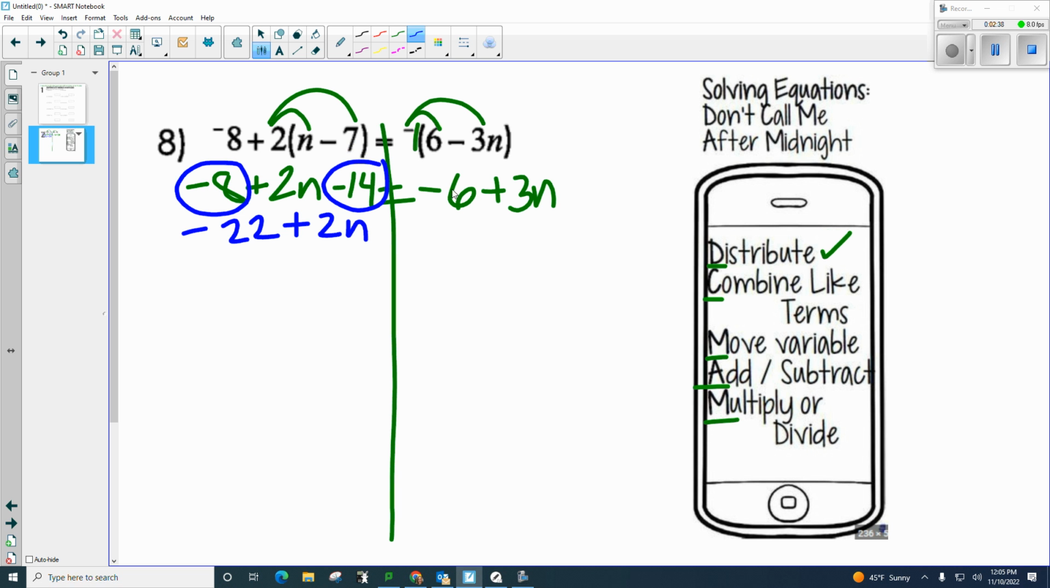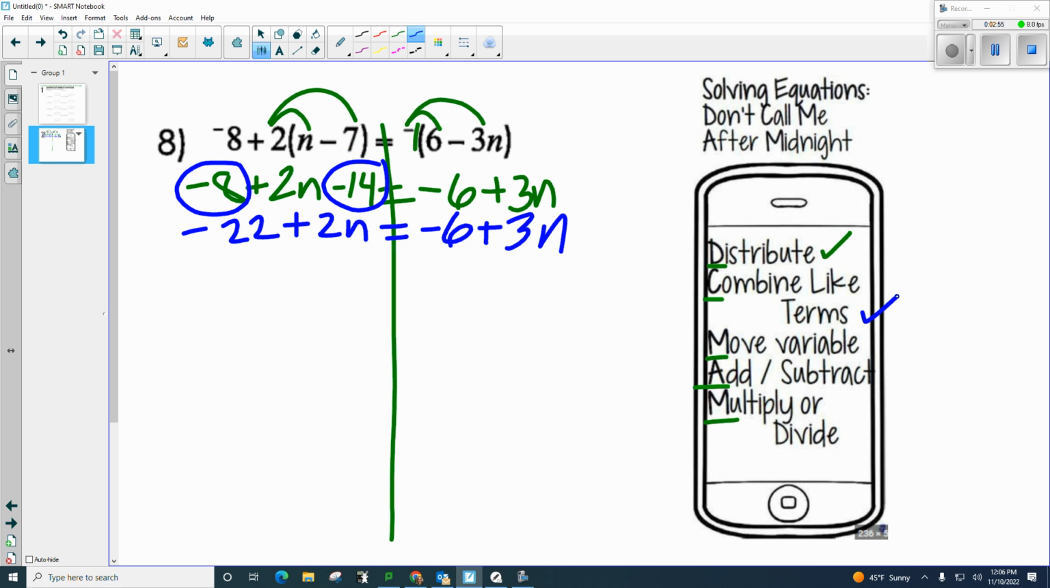Now, on the right side, I have a -6 and a 3n. They are not like terms. One has a variable, one does not. So I do not have to combine like terms on this side. I'm just going to bring everything down. All right, that is the second step.